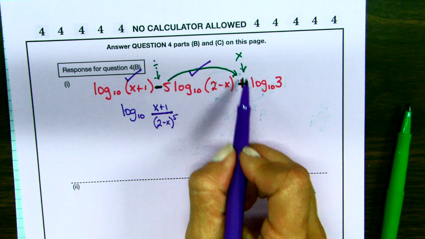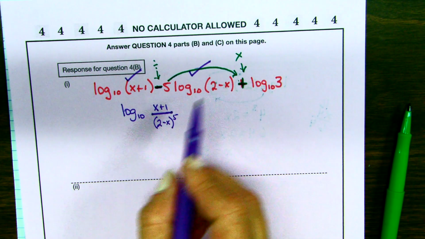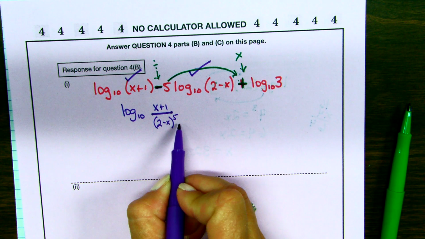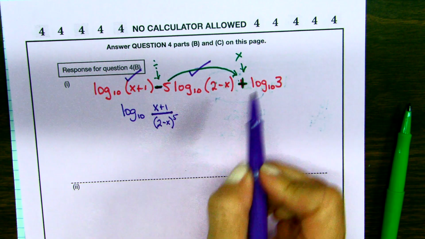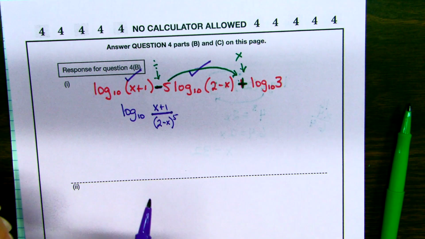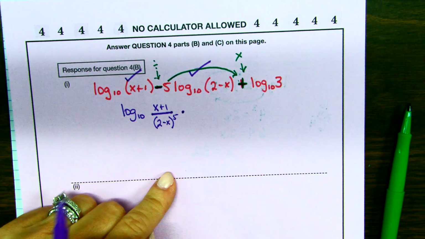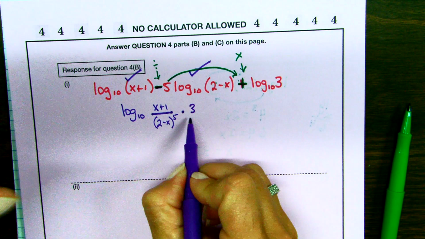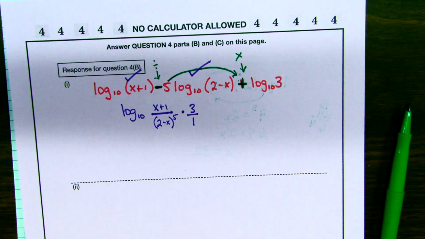Careful here. This says times 3. I feel like the instinct would be to put the 3 in the denominator, but if you were going to put the 3 in the denominator, this would be a minus. It would mean dividing by that. This is multiplied by 3. You wouldn't write it, but think of it as 3 over 1. You're multiplying by 3 over 1. So it's really in the numerator.